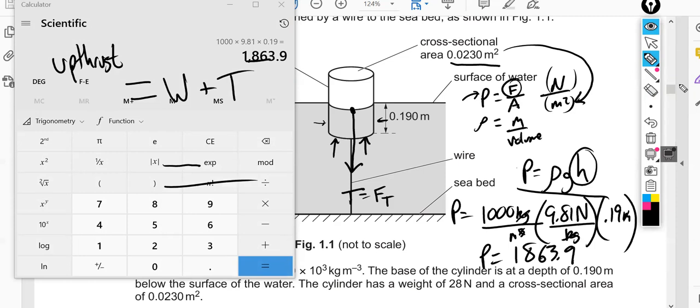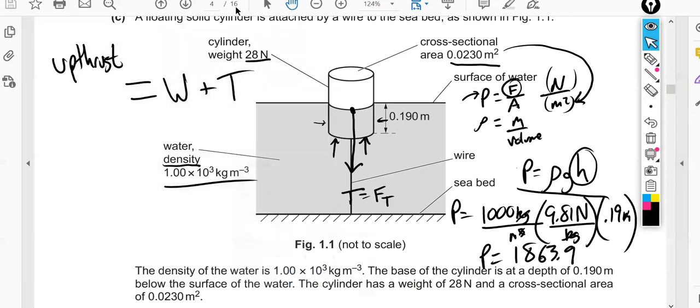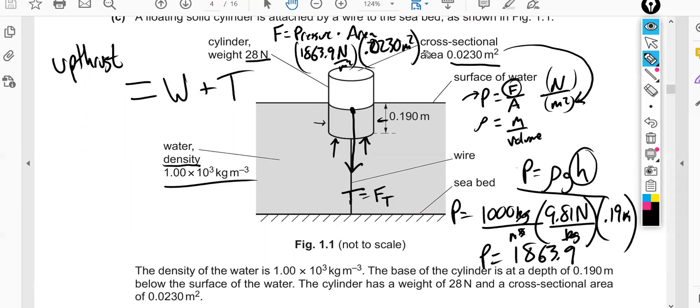All right, so now we'll go ahead and solve for the force. So that's going to look like, I'll do this working over here. Force is going to be pressure times area. The pressure we've already solved, 1863.9 newtons per meter squared. And the cross-sectional area of the cylinder is, again, conveniently given right there, 0.0230 meters squared. Note how there's a 0 here at the end, and they were very specific in their instruction: calculate the upthrust to 3 significant figures. And so they're reminding you with the precision of this quantity that that's the precision going in, that's the significance we want coming out.